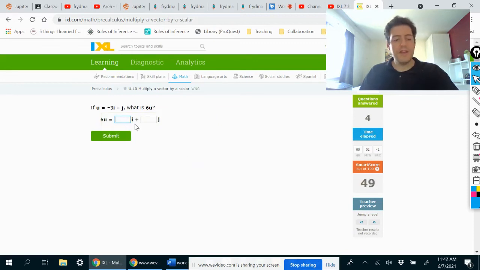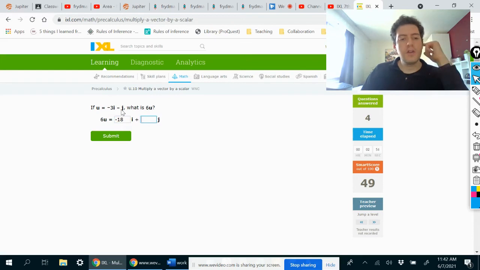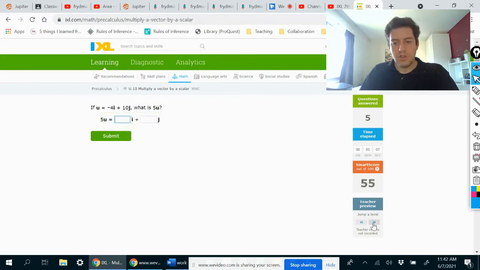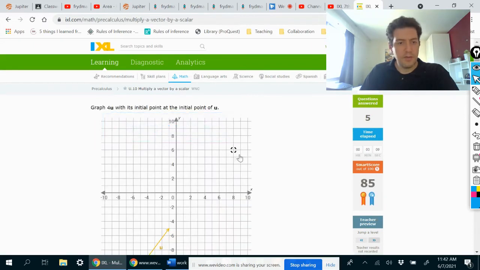Okay, here we would get negative. Don't forget the negatives. This is -3 times 6 is -18. And here, if you don't see a coefficient, then the coefficient is 1. And then -j, you can think of that as -1j, because that's the same thing as plus -1j. So -1 times 6 is -6. Let's jump to the next level.